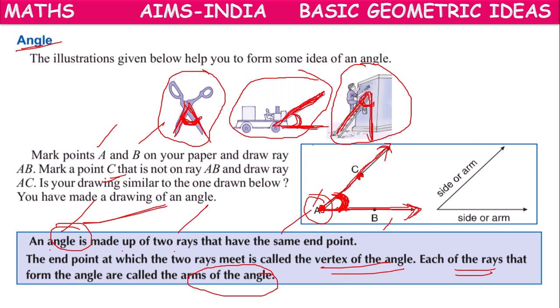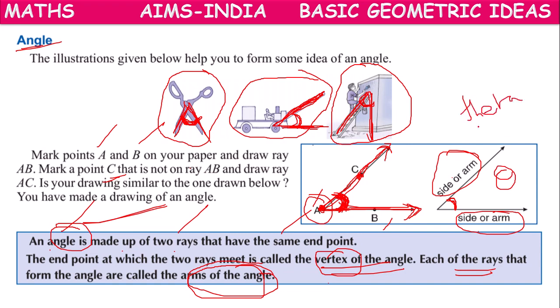So for making an angle, we need two rays with a common endpoint. Then the endpoint will be called the vertex of the angle. The rays involved in making the angle are called arms of the angle. So this is one side or one arm. This is another side or another arm. In between the two rays, the angle will be formed. It is denoted by the symbol theta, the Greek letter theta.